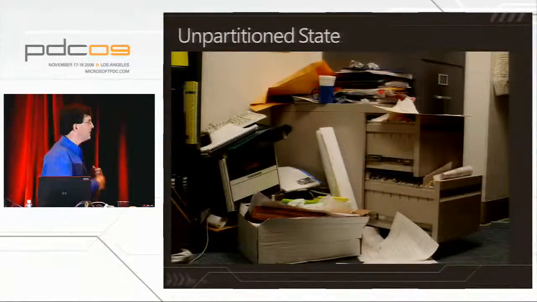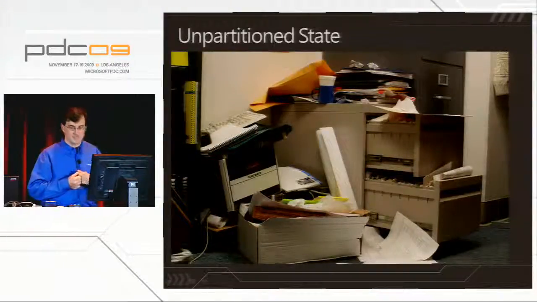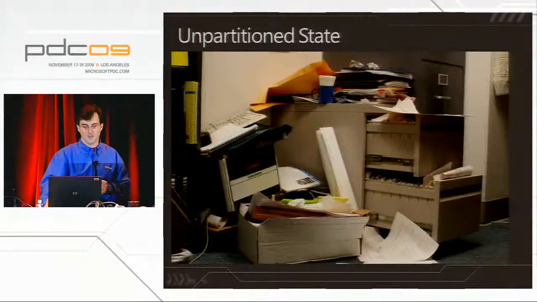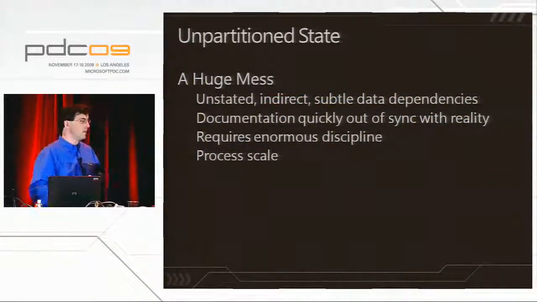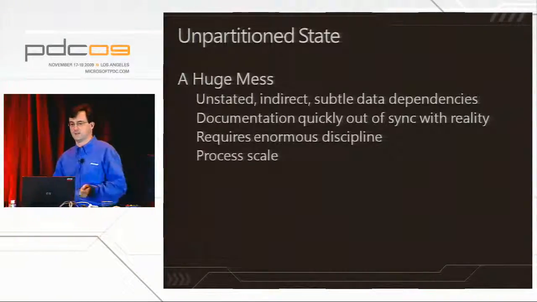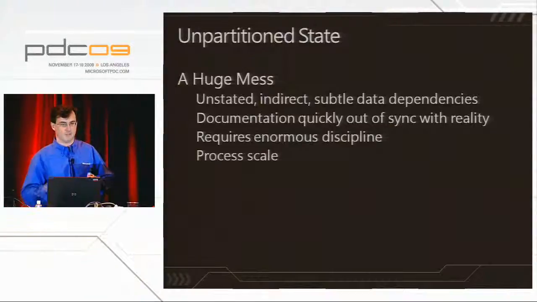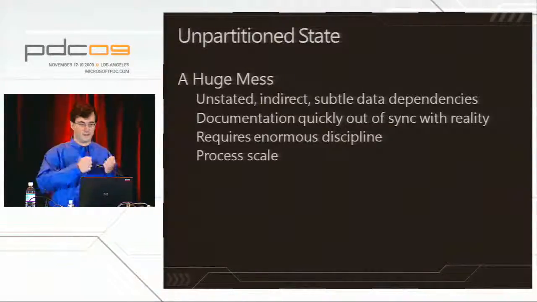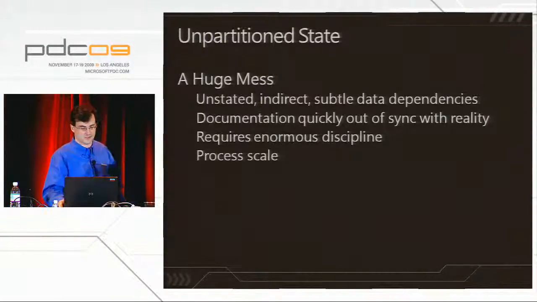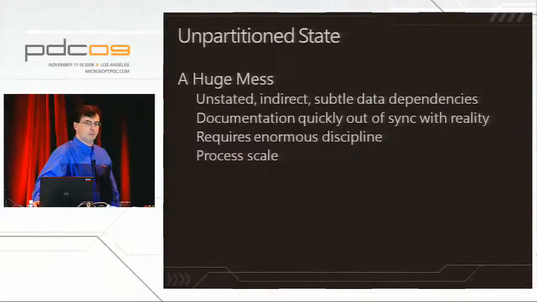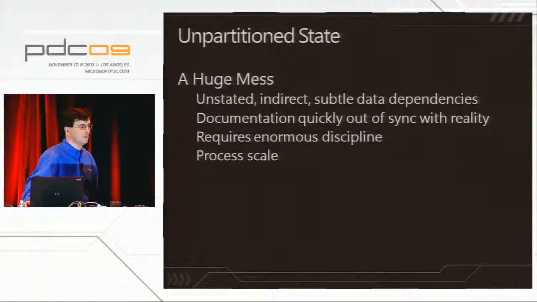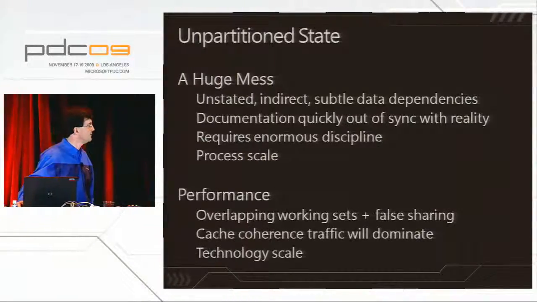So unpartitioned state is what our parallel programs typically look like today. It is a huge mess. We have unstated, indirect, subtle data dependencies. We have documentation that's quickly out of sync with reality, in a conservative way or in a naive way. It could either be overstating things or understating things. It requires enormous discipline to maintain the code, at least through revisions of it, several versions of it. And it's really a process scale issue.